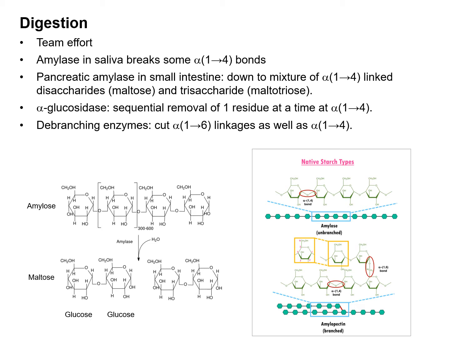And after that, alpha glucosidase in the small intestine removes sequentially one residue at a time at alpha 1,4 linkages. And lastly, the debranching enzymes such as isoamylase cut the alpha 1,6 linkages in amylopectin, as well as alpha 1,4 for the amylose too.